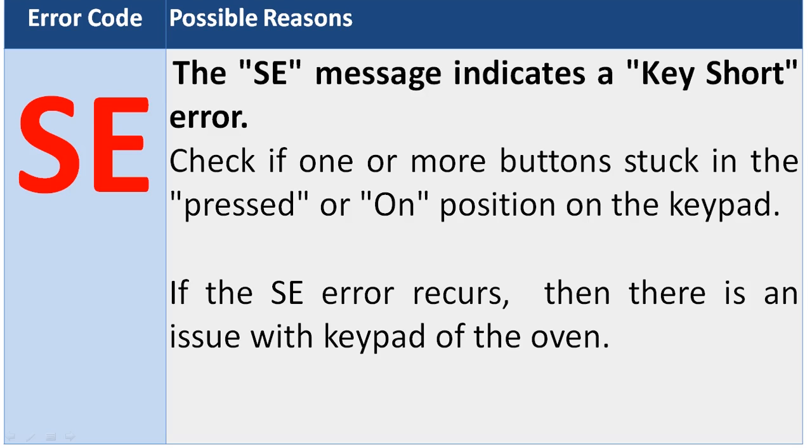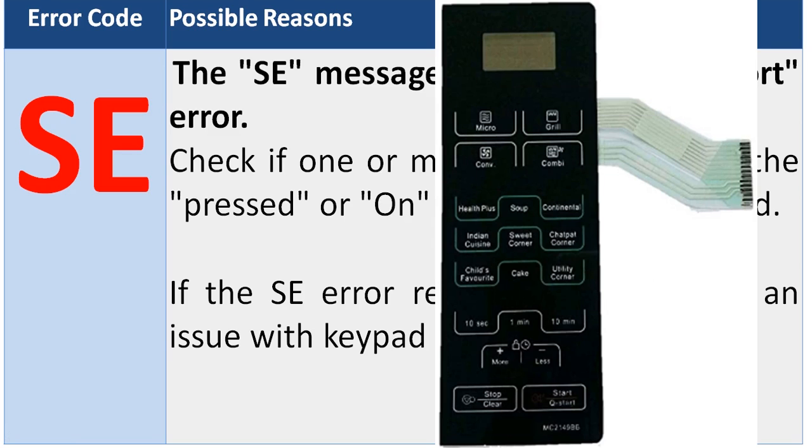For that, you need to open the top cover of the oven so that you will get access to the rear side of the keypad. You will see a white strip that connects to all the keys on the membrane keypad. This strip is inserted into the printed circuit board. You need to ensure whether it is properly inserted or not.